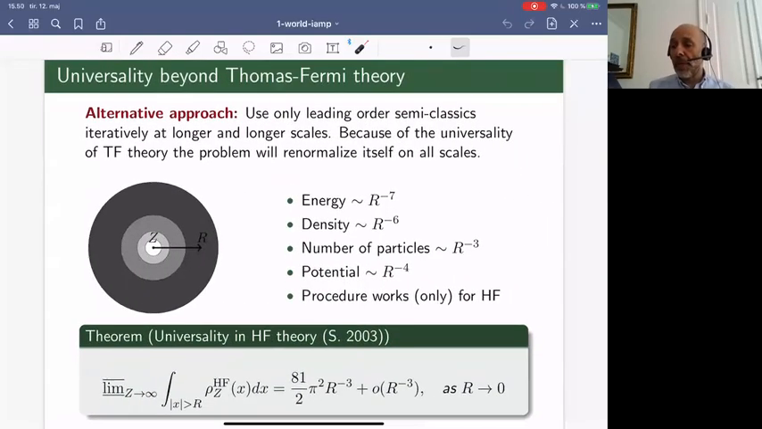I want to think about universality beyond Thomas-Fermi theory. So let's think of it in a different way. Let's not try to improve semi-classics beyond leading order semi-classics. Let's only do leading order semi-classics, but let's do it on different scales. So I will do leading order semi-classics on the Thomas-Fermi scale, which is way in there, Z to the minus 1/3.